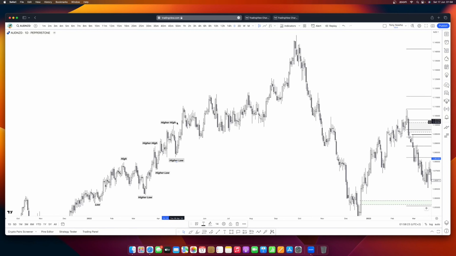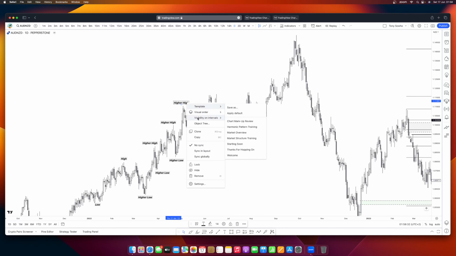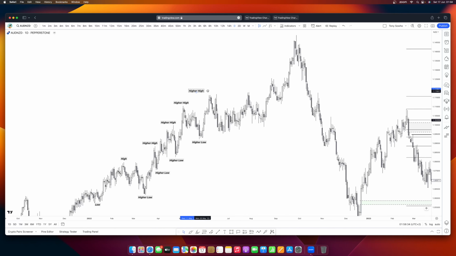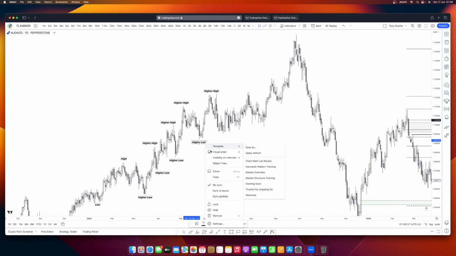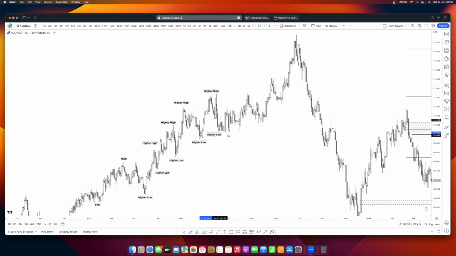And then we have a new higher high here, and then we have a new higher low here. And then we have a new higher high here. You see it now, and then we have a new higher low here. Now let me check something.